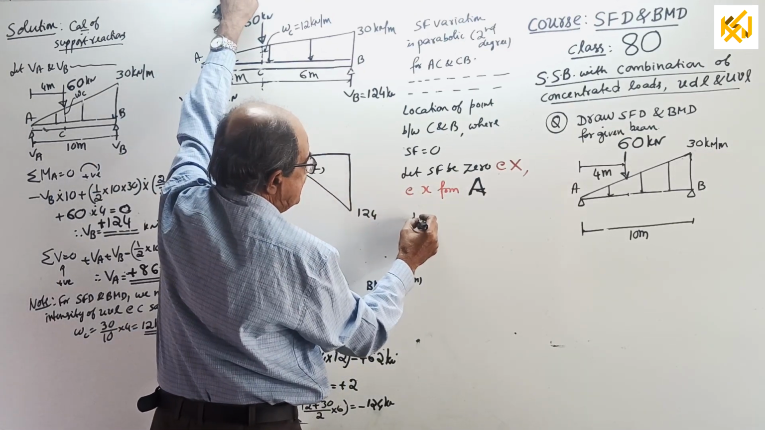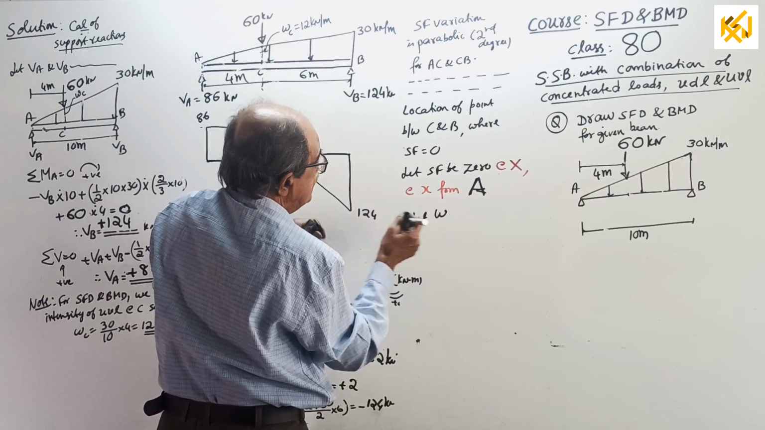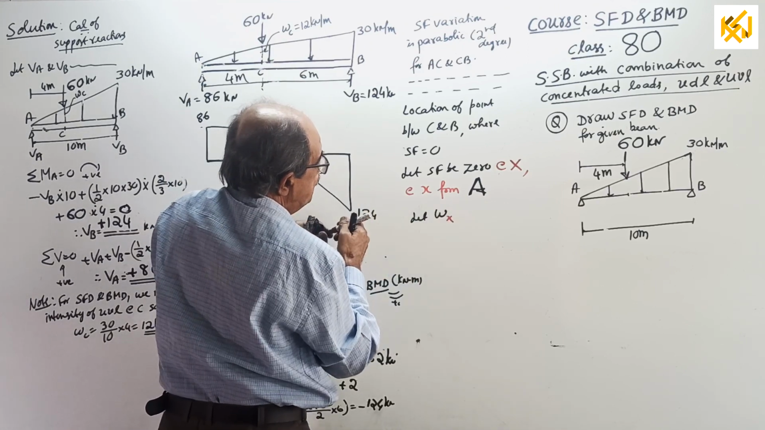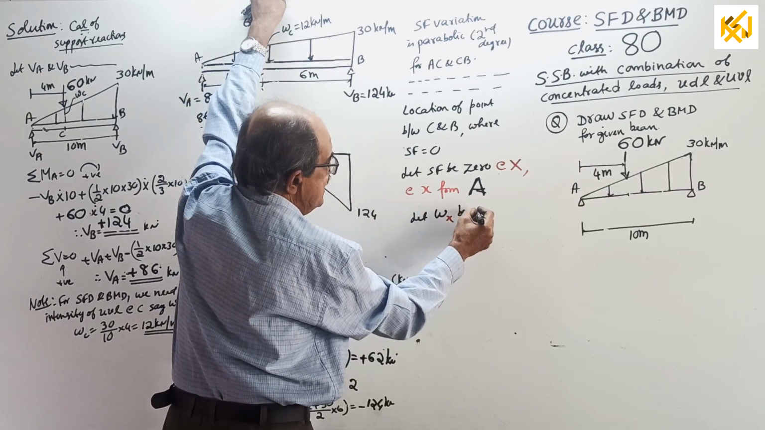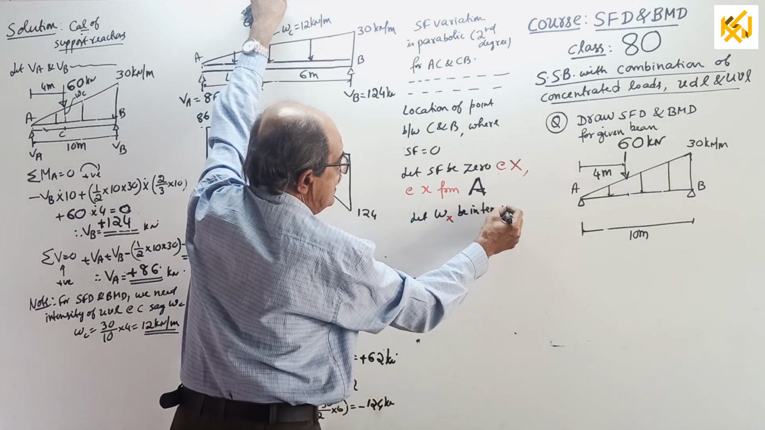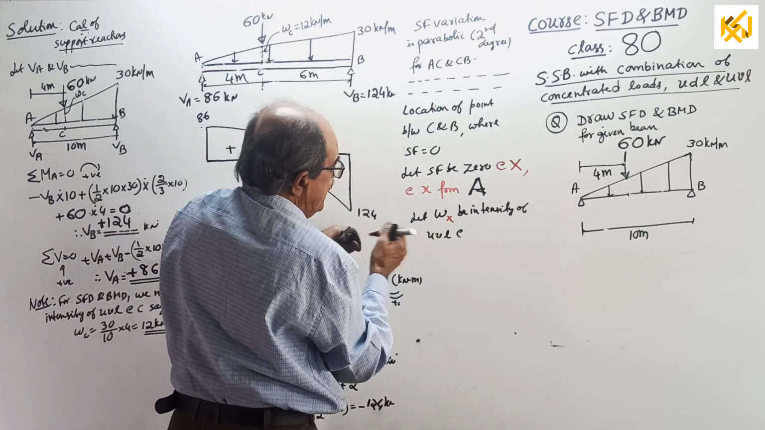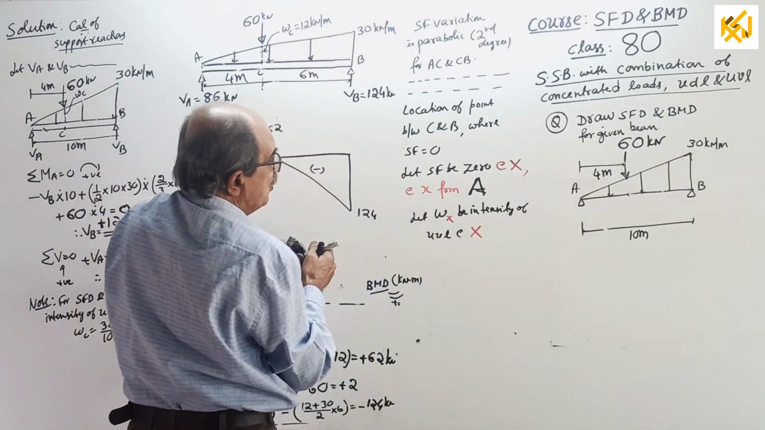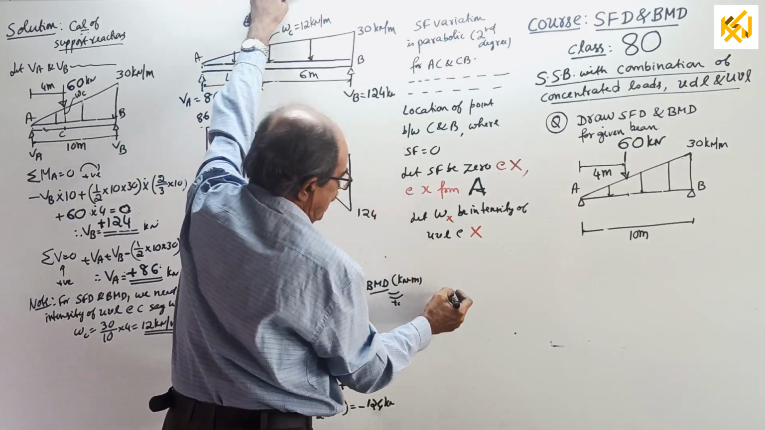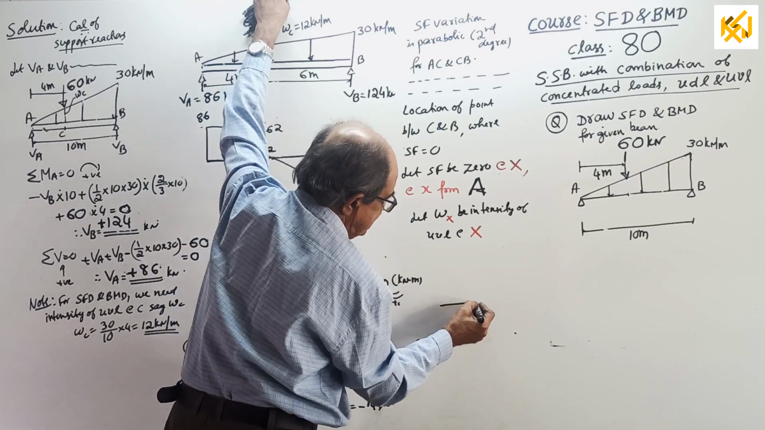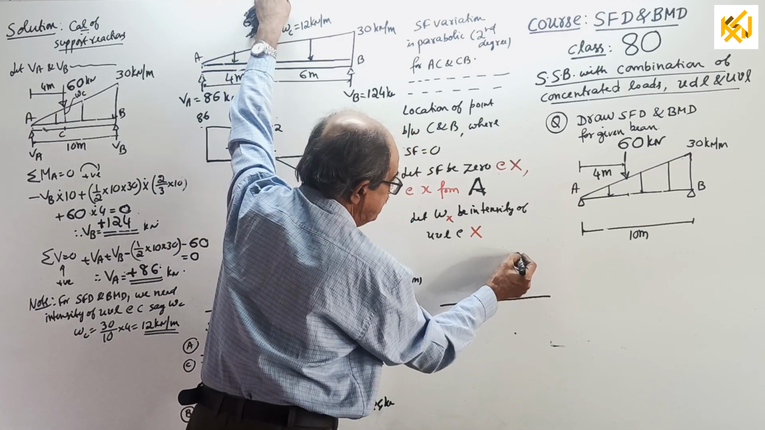Next, let W suffix x be the intensity of the UVL at the point x. So you better draw one diagram here. To understand correctly, draw a diagram.